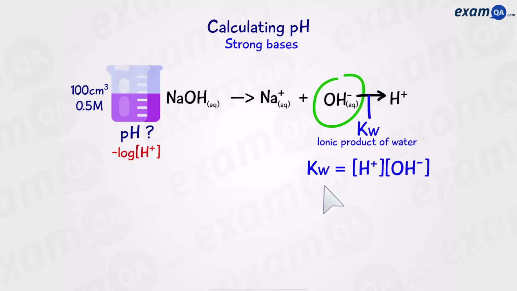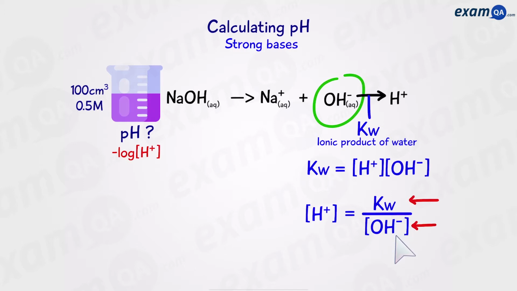So we know the expression for Kw. How can we use this now to convert hydroxide ions into hydrogen ions? Well, all we have to do is just rearrange it to look like this. So to work out the concentration of hydrogen ions, all we have to do is work out Kw and the concentration of hydroxide ions. Since we know the concentration of sodium hydroxide is 0.5 molar, and the fact that sodium hydroxide and hydroxide ions have a 1:1 ratio, that means the concentration of hydroxide is also going to be 0.5.